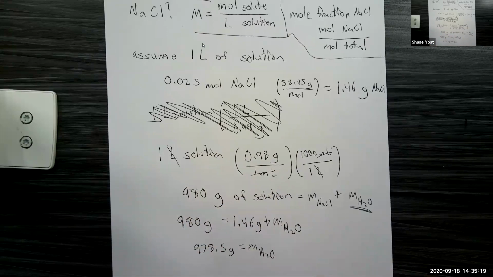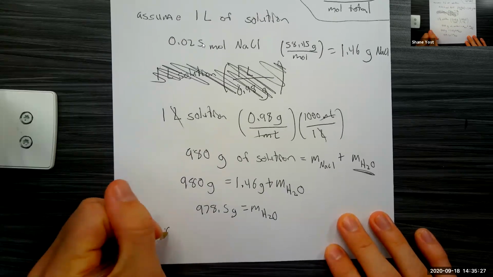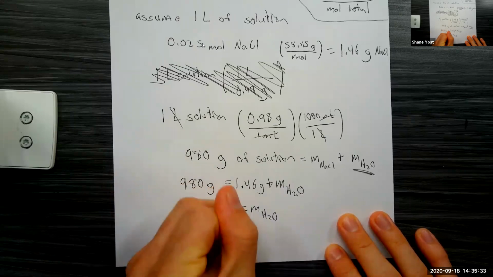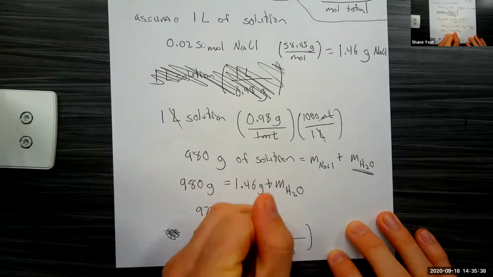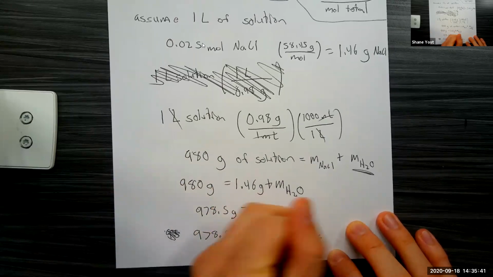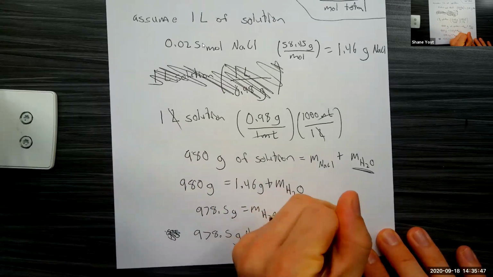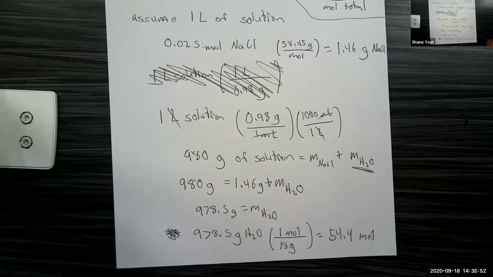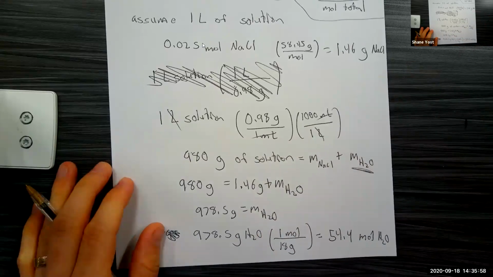Finally, I can use its molar mass, which is 18 grams per mole, to get the moles of water. So if I take 978.5 grams of H2O and divide that by its molar mass of 18 grams per 1 mole, that will give me 54.4 moles of water. Okay. So that's how many moles of water are in my 1 liter solution.